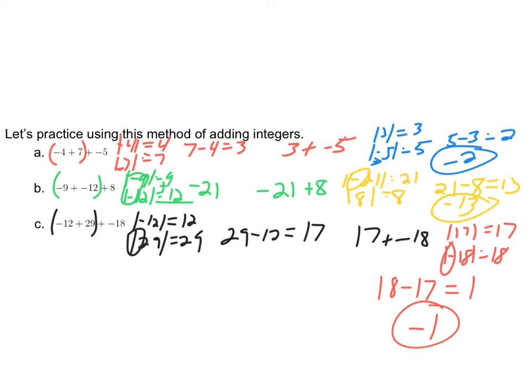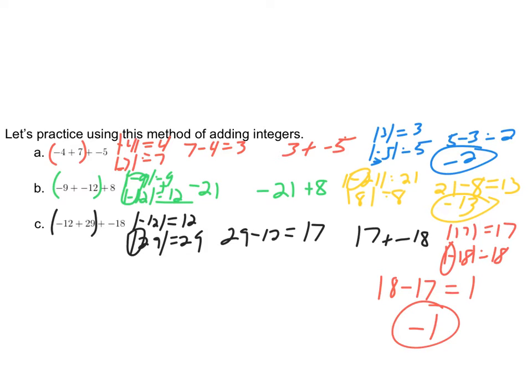Okay, so for the first one, I combined negative 4 plus 7 first. So I took the absolute value of both and got 4 and 7. Now the signs are opposite, so one's positive, one's negative, so I have to subtract the smaller one from the bigger one. So I did 7 minus 4 equals 3. And then I kept 3 positive because the larger absolute value started out as a positive number.